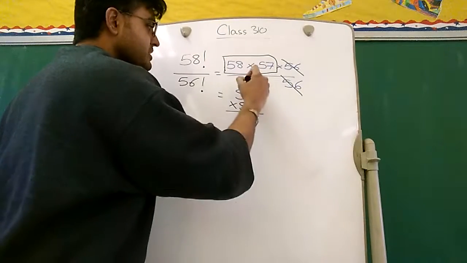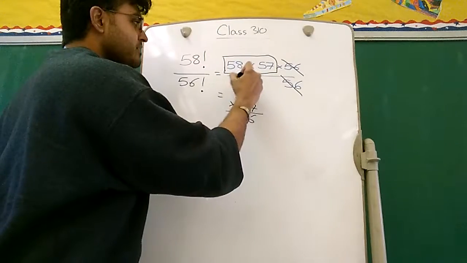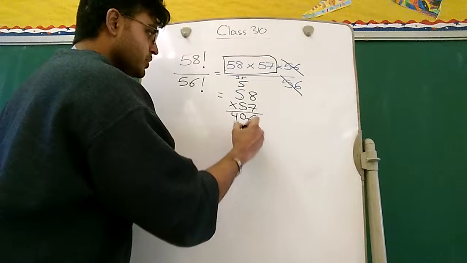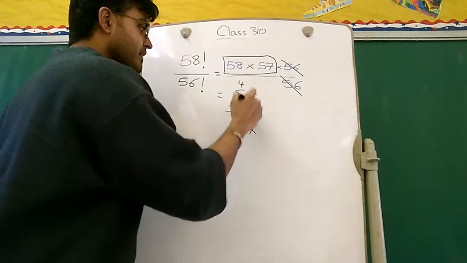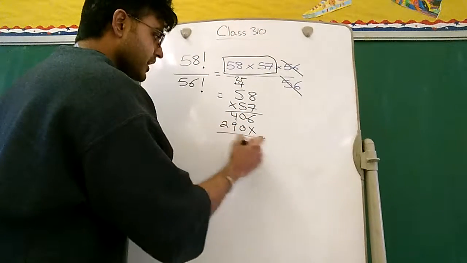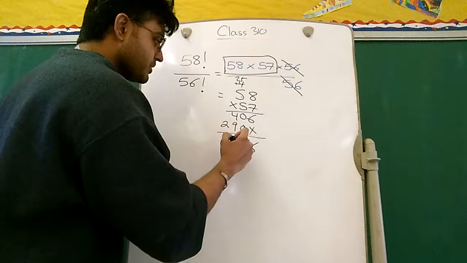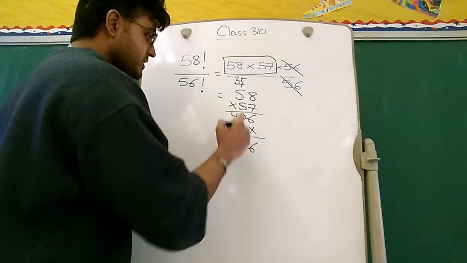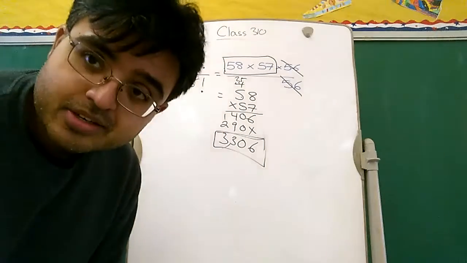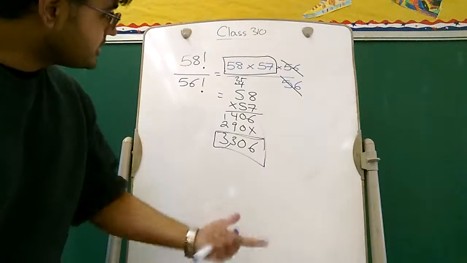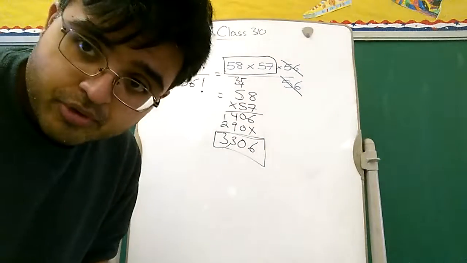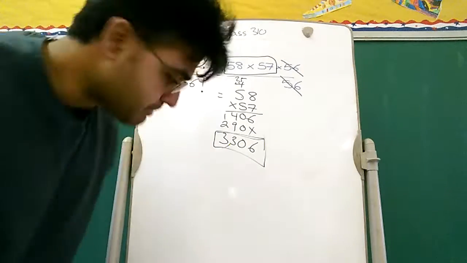8 sevens are 56. 7 fives are 35. 35 plus 5 is 40. 5 times 8 is 40. 5 times 5 is 25. And 25 plus 4, 29. And my final answer, 3,306. And this is how you do factorials with very big numbers. Pretty straightforward, pretty simple. Let's try another example.